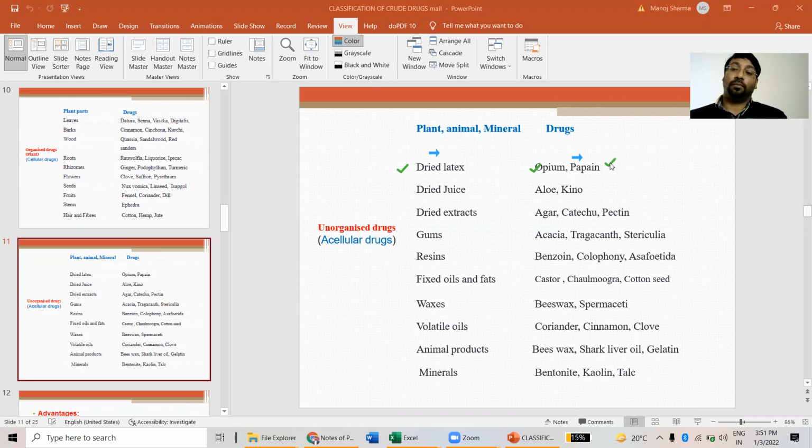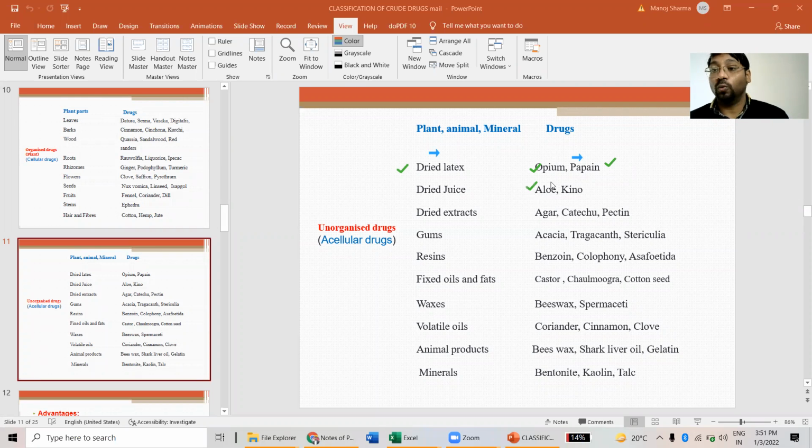Papain is a secretion from the papaya. पपीते के लेटेक्स से, पपीते के मिल्क से, मेनली अनड्राइड पपाया, उसके मिल्क से एक एंजाइम निकलता है जिसका नाम होता है पेपेन, इसको वेजिटेबल पेप्सिन बोलते हैं. ठीक है, जो डाइजेशन के लिए यूज होता है, प्रोटीन को डाइजेस्ट करने के लिए. We will study this particular enzyme in detail as well. So for dried latex, we have preparations like opium, papain.